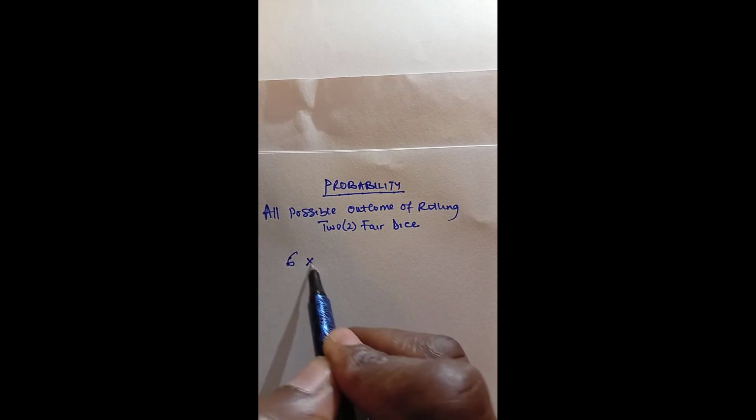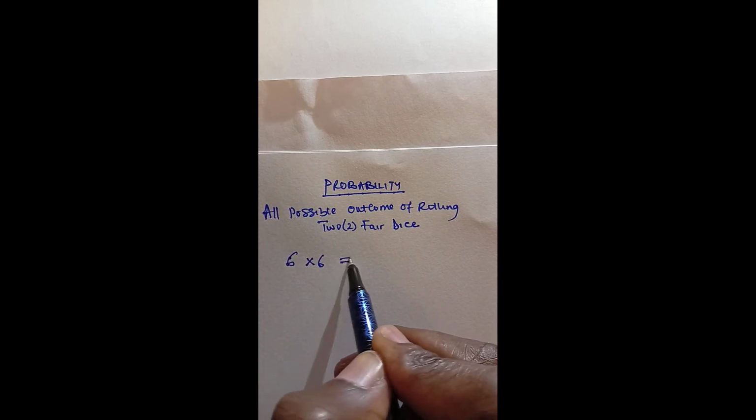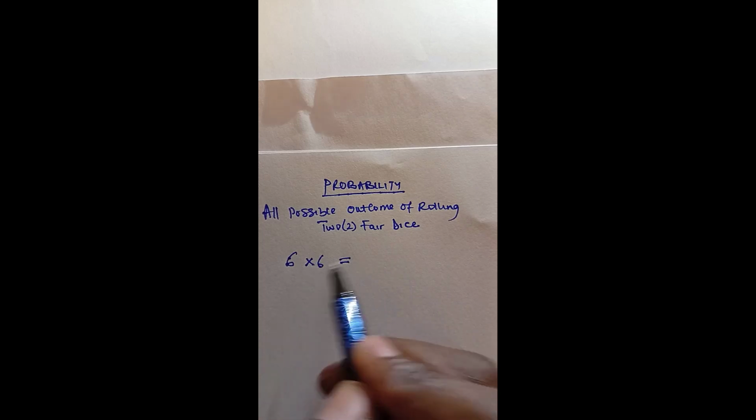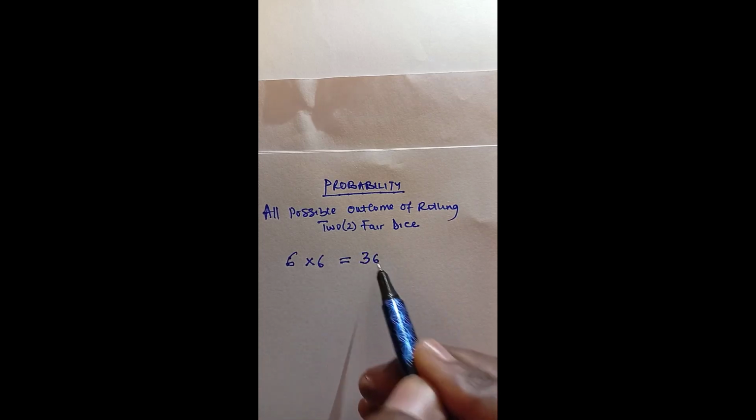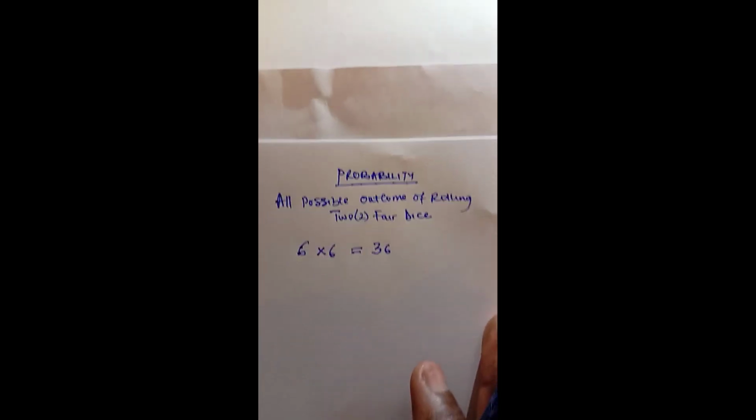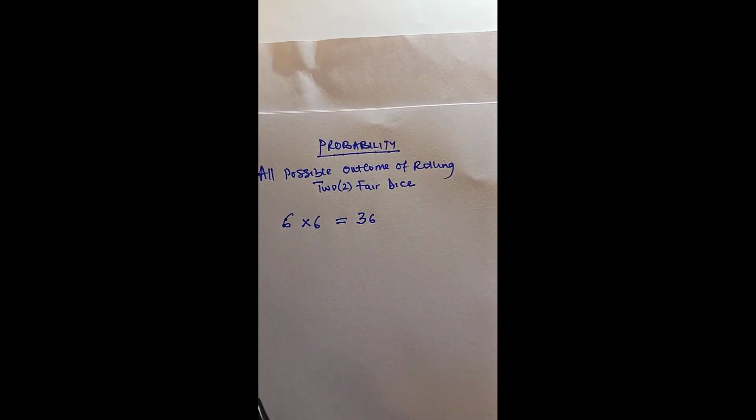So a fair die has 6 faces. The other die has 6 faces. So the total possible outcome is what? 6 times 6, which is what? 36. Now we want to see how we are going to get the trick to get it.